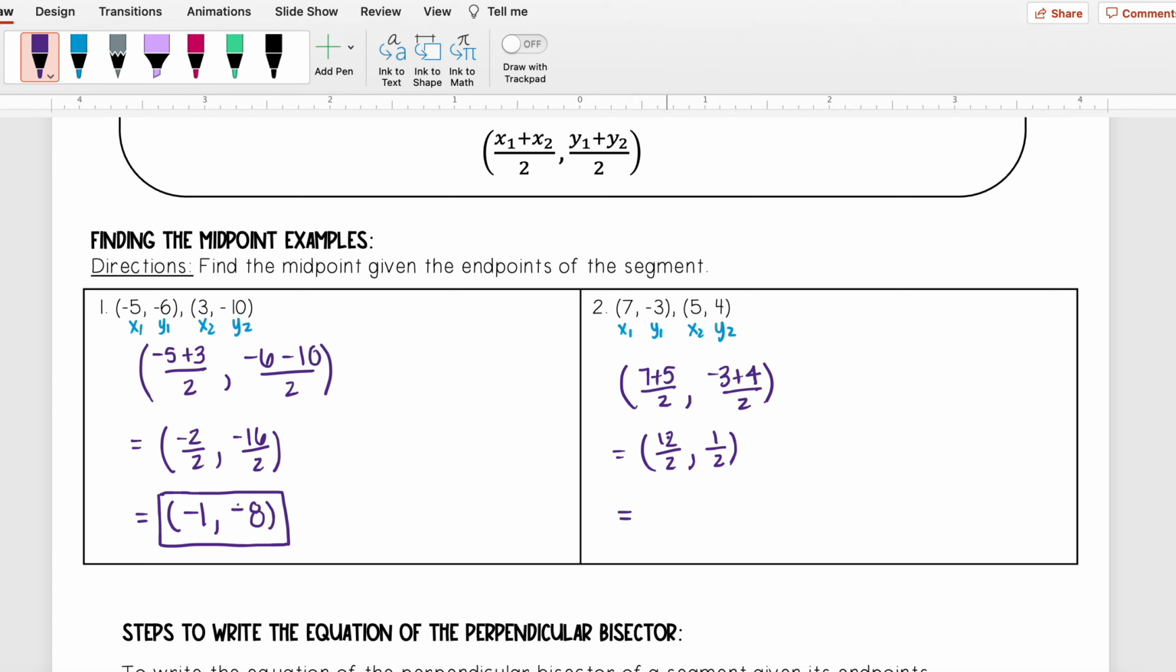And then simplifying this out, I have 12 divided by 2, I get 6. And then I can't simplify 1/2 any further. So my midpoint for the second one is 6, 1/2.